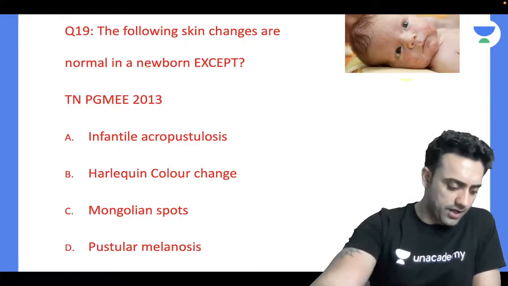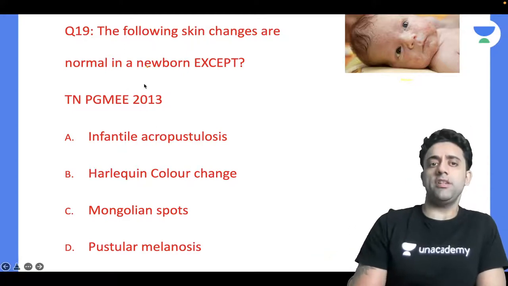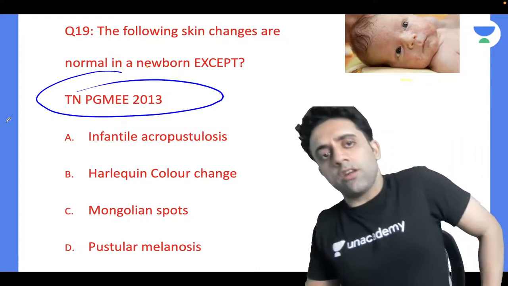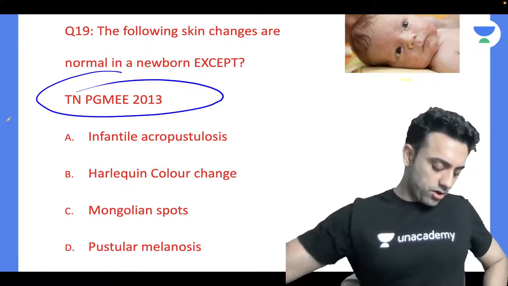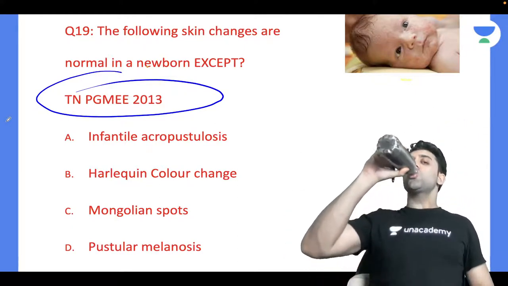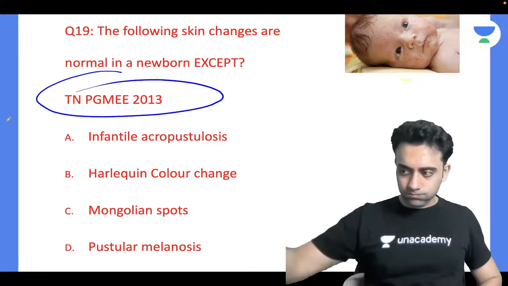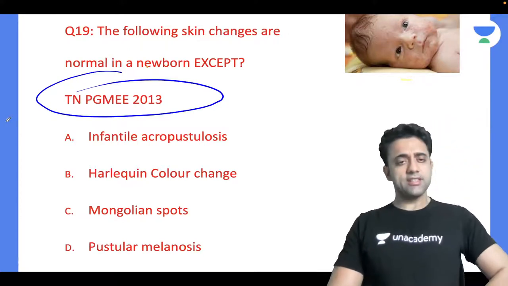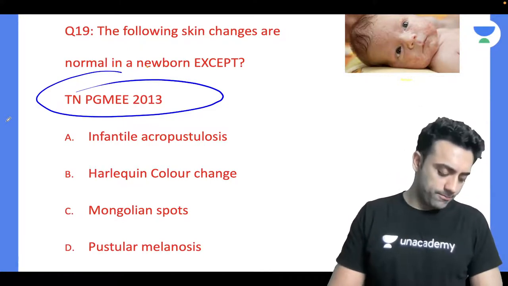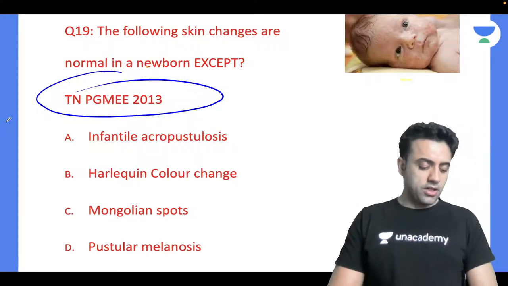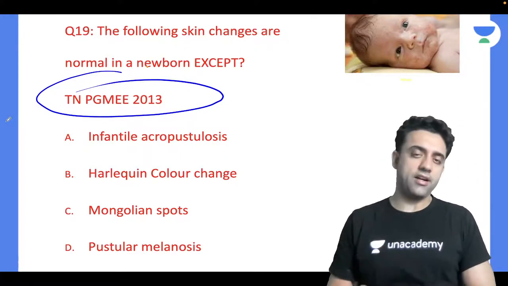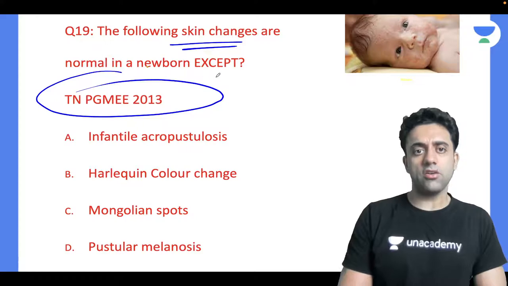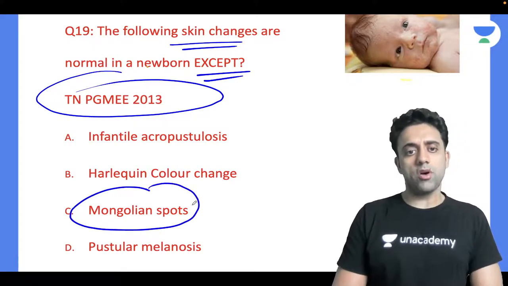This one is a tough one if you can answer. Tamil Nadu PG 2013 question. The following skin changes are normal in a newborn except which one? What is not normal in this baby? Anyone? Udit Sinha says that Mongolian spot is not normal. The question is, the following skin changes are normal in a newborn except what.